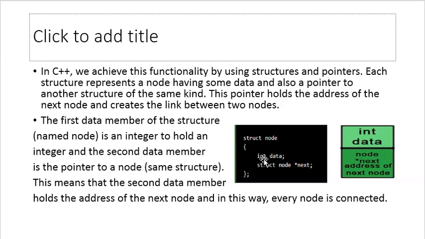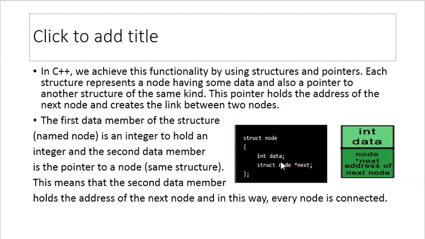So we have to declare the data as int, and a next pointer. The next pointer is declared with the name of the struct, as struct node star next. It is a pointer which will be pointing to the next node. So here is int data and node star next, the address of the next node. In this, the address of the next node will be saved, and the second data member is the pointer to a node. This means the second data member holds the address of the next node.